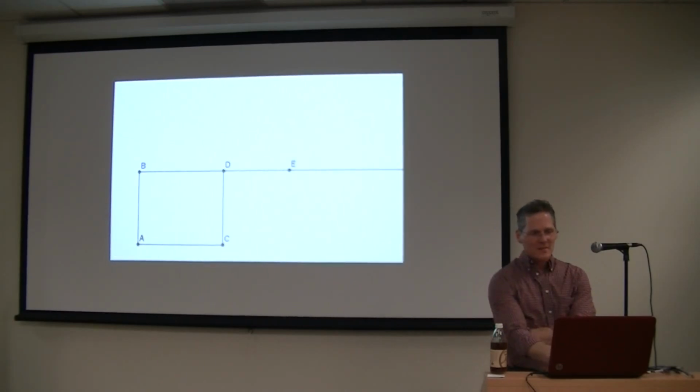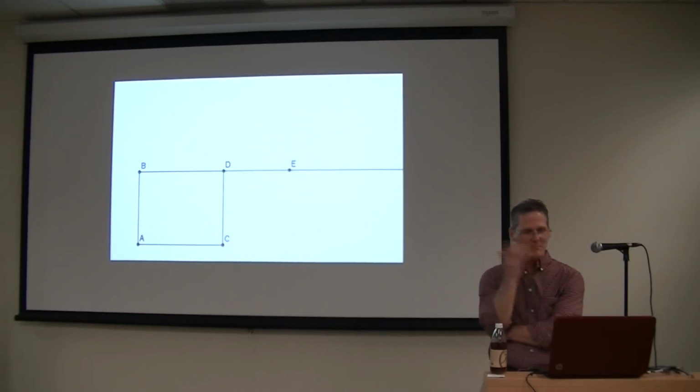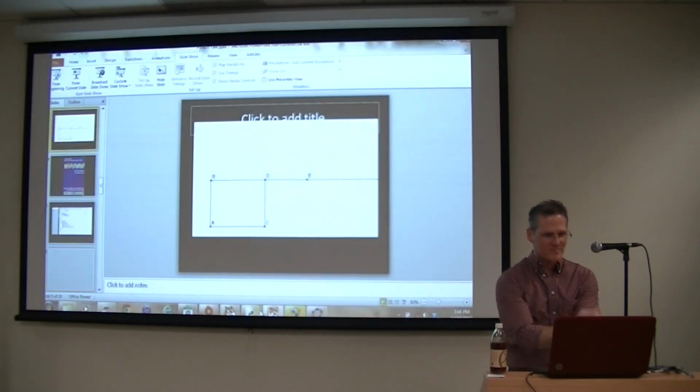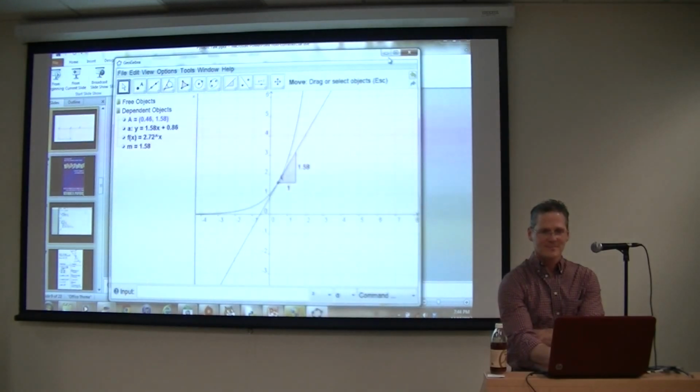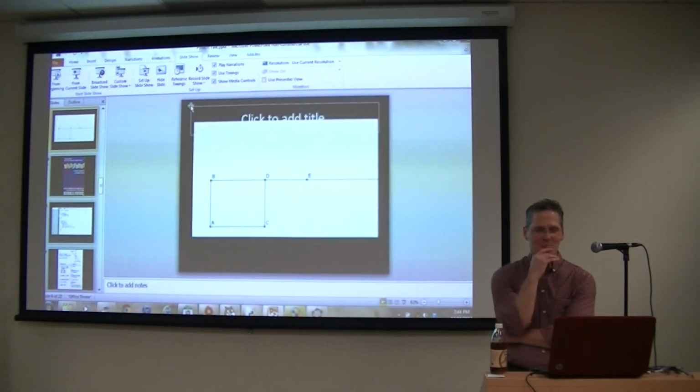Right, this is the famous squaring a rectangle thing. I could just do it on Geogebra, I suppose, but we want to get to the Python. All right, I hear you.